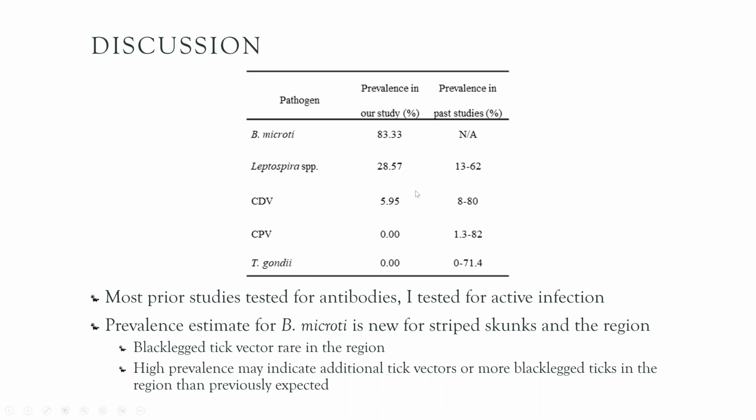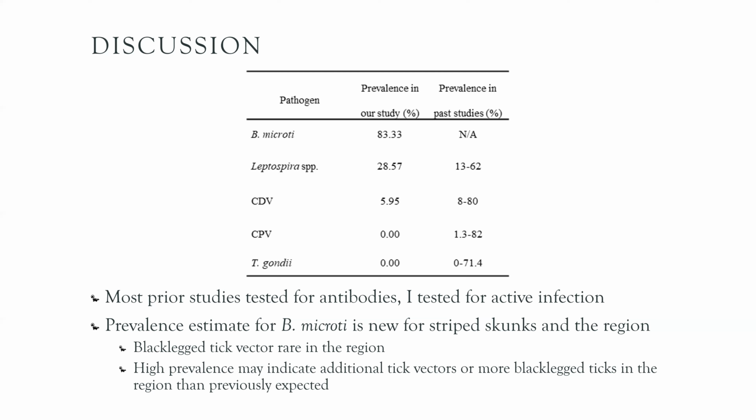With Leptospira, I detected just under 30% prevalence, which falls within the range of past prevalence studies. Canine distemper virus, again, just over 5% prevalence, and that is a little bit lower than past prevalence studies. Canine parvovirus, I detected 0% prevalence, which is a little bit lower than past studies. And Toxoplasma gondii, again, 0% prevalence, which falls within the range of past prevalence studies.